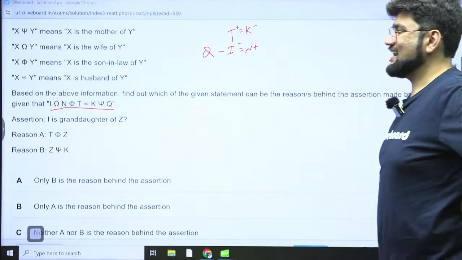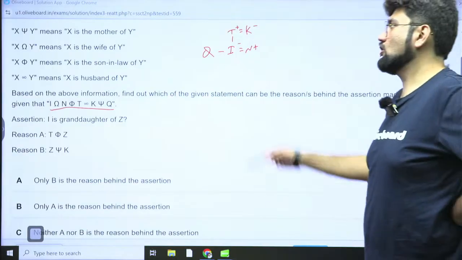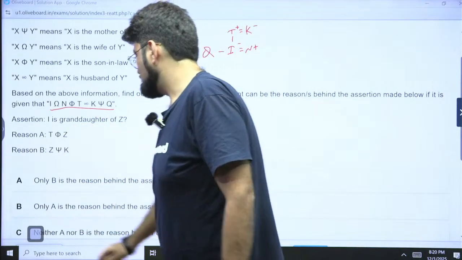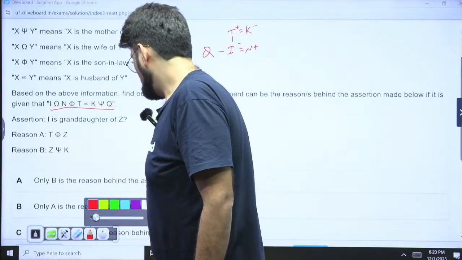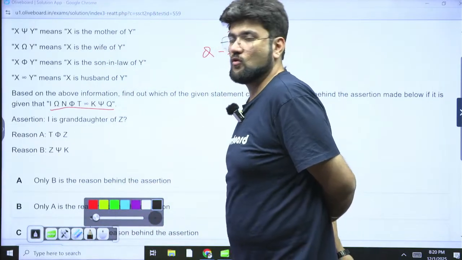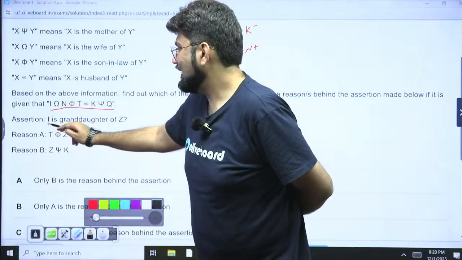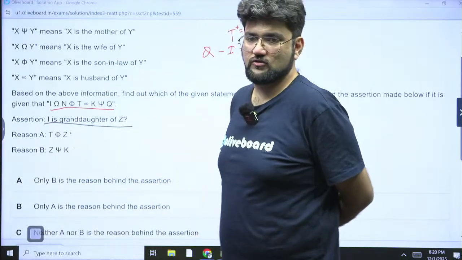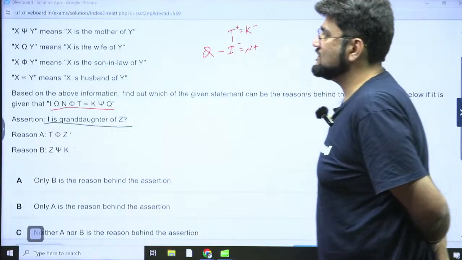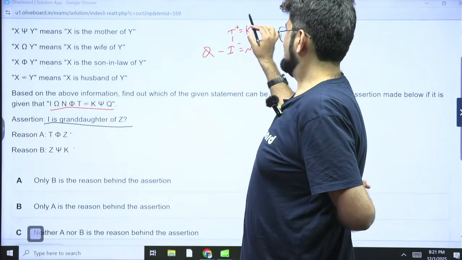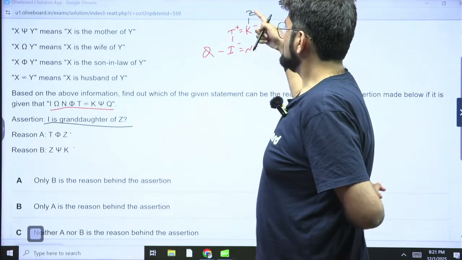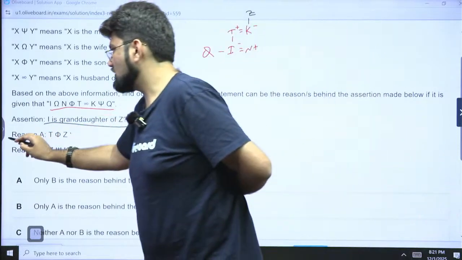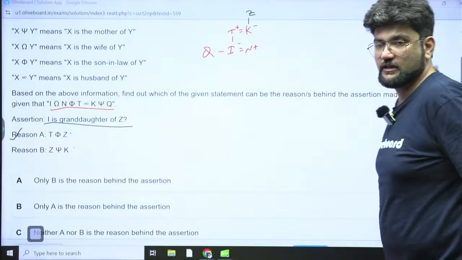Now the assertion says I has to be the granddaughter of Z. You will look at these reasons as your data which is required. Treat this as data sufficiency. So you need to answer, is I a granddaughter of Z? Which data is sufficient to answer the question? So you will say T phi Z. T phi Z means T is the son-in-law of Z. Does that make I the granddaughter of Z? Absolutely it does. So 1 alone is sufficient, but we'll have to check 2 also.